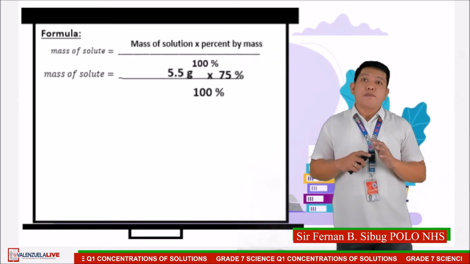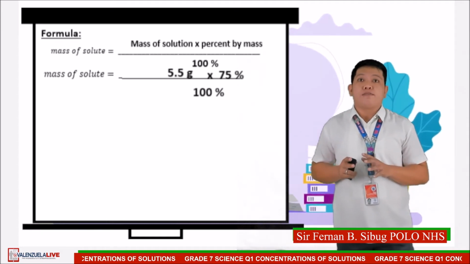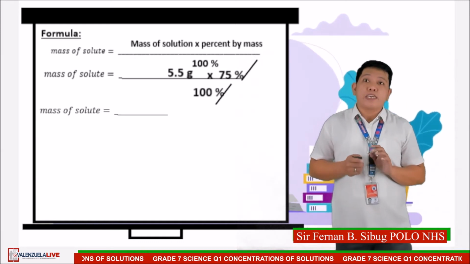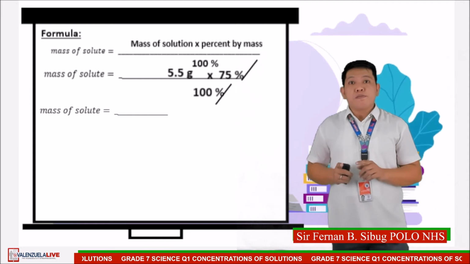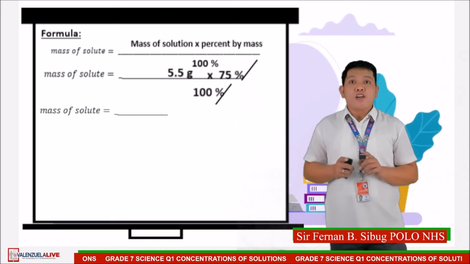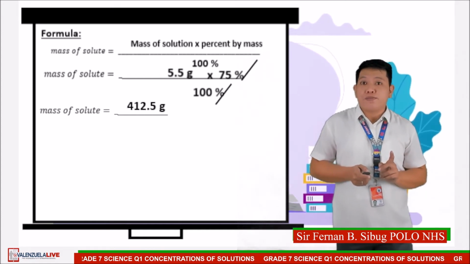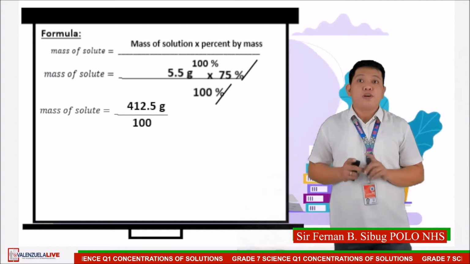So you will notice from our equation that there are the same unit, or the same sign, which is the percent sign. So we need to cancel it. So we have mass of solute is equal to 5.5 grams multiplied by 75 all over 100. 5.5 grams multiplied by 75, we will have 412.5 grams over 100.